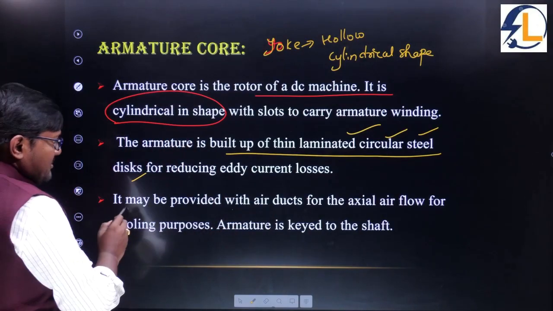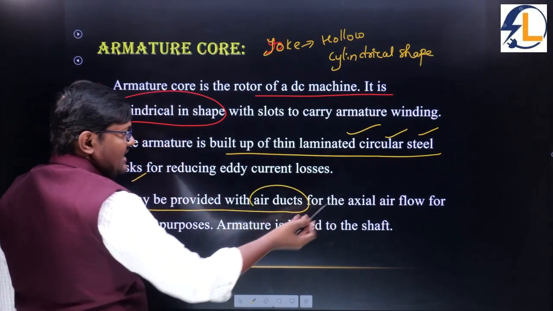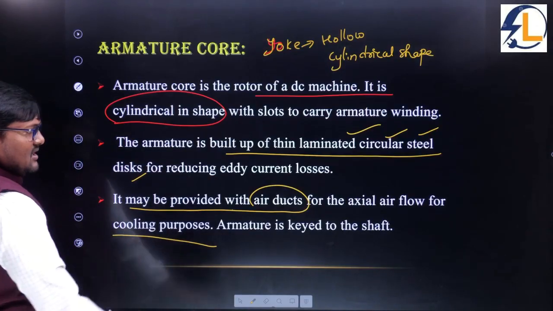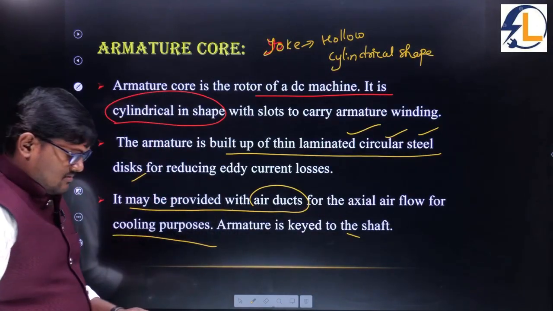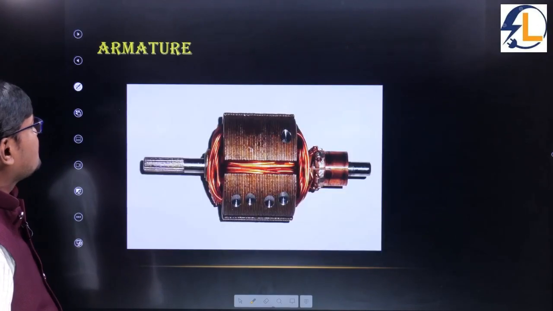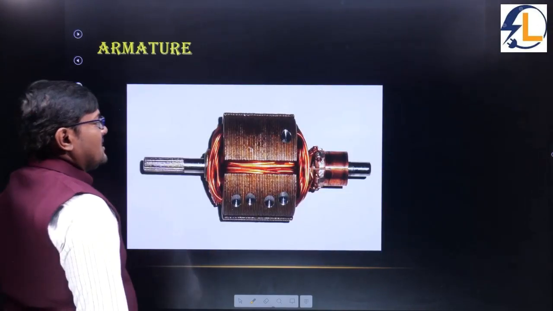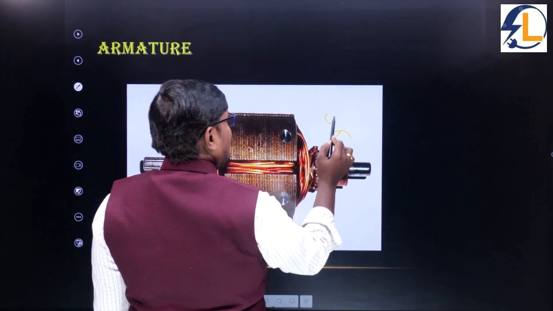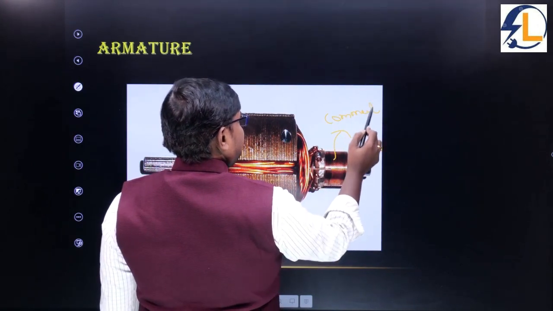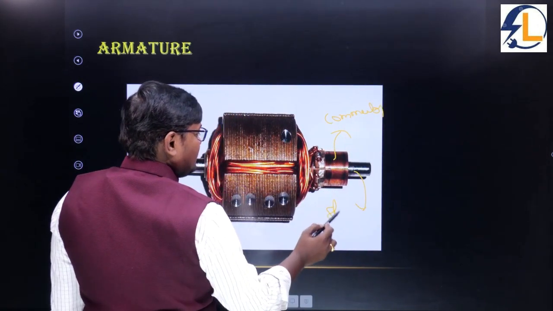It may be provided with air ducts for the axial airflow for cooling purposes. Armature is keyed to the shaft. Okay, what are the points we discussed? The same points are there here, and this is about the armature and type of armature. What is called the commutator, and what is called the shaft.